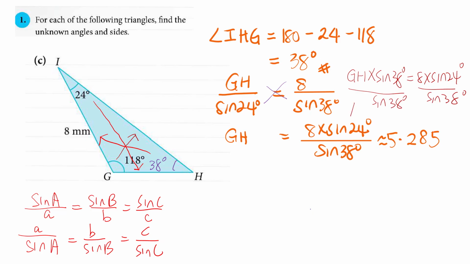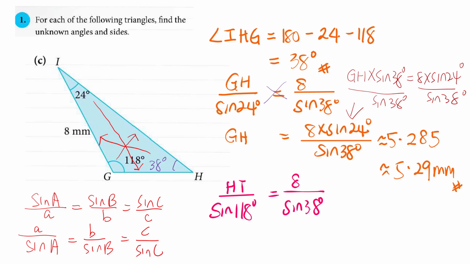That explains this part here, and you just use a calculator. Express your in-between answer to 4 significant figures, and the final answer to 3 significant figures. So that's for GH. We still need to find the side IH. The next thing is that IH is facing the angle 118.